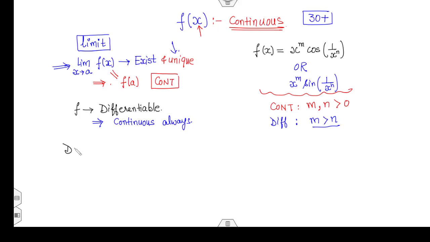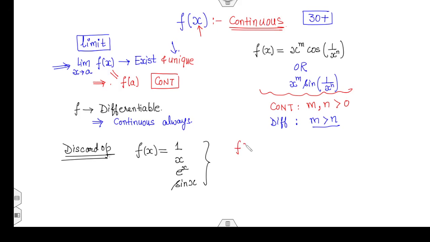Another way, whenever you want to discard the options, you can always try to consider these functions: 1, x, e raised to power x, and sin x. Always consider these four functions and then try to discard the options.